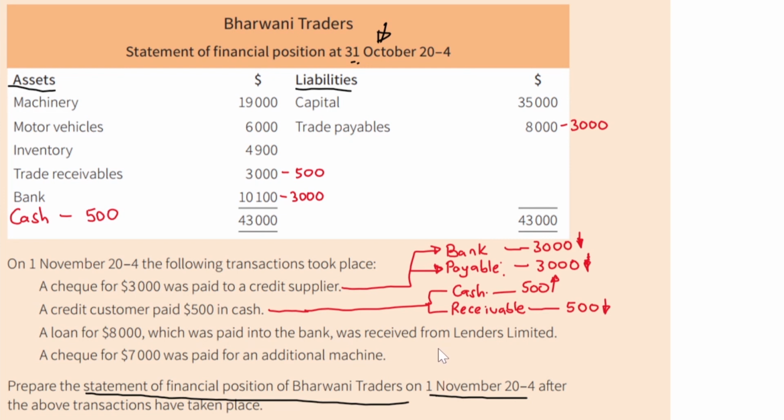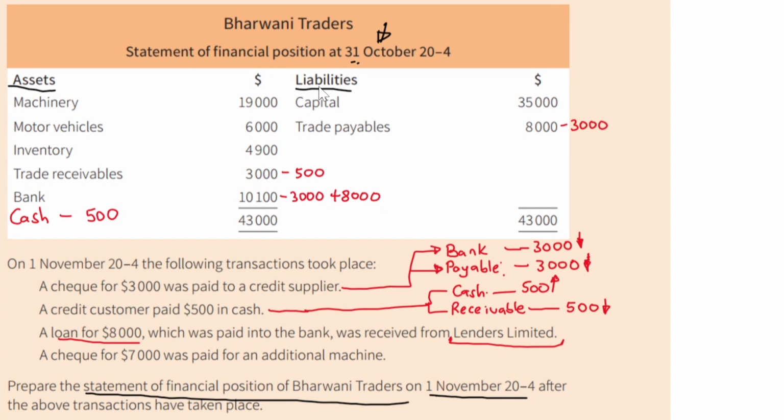So in other words, this business, Bahwari Traders, applied for a loan and it was paid into the bank. So we have a loan. The money in the bank is going to increase by 8,000, so we shall come to the bank here and add plus 8,000. In other words, we have more money in the bank. However, we have a new liability. These people are now a liability to the business. They've given money to us and we're supposed to pay them back.